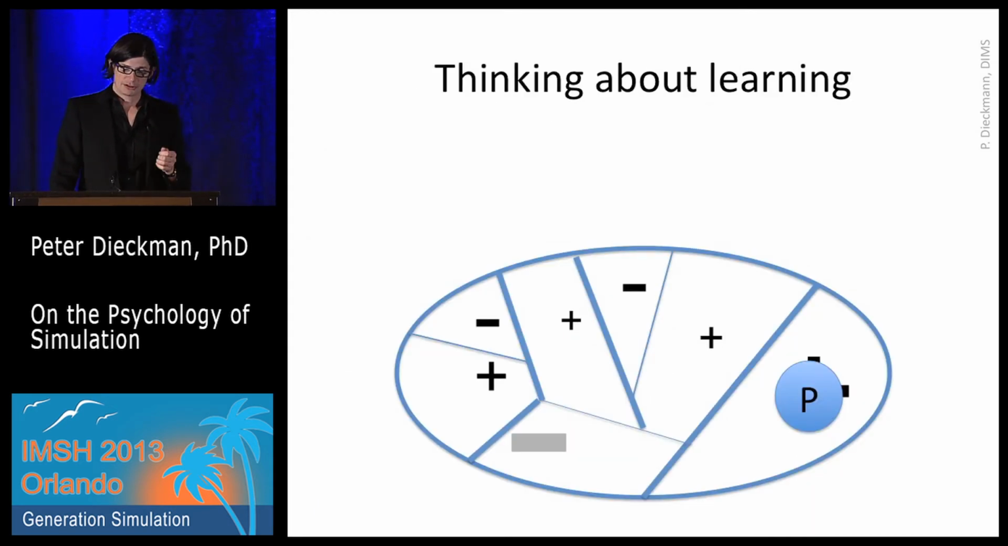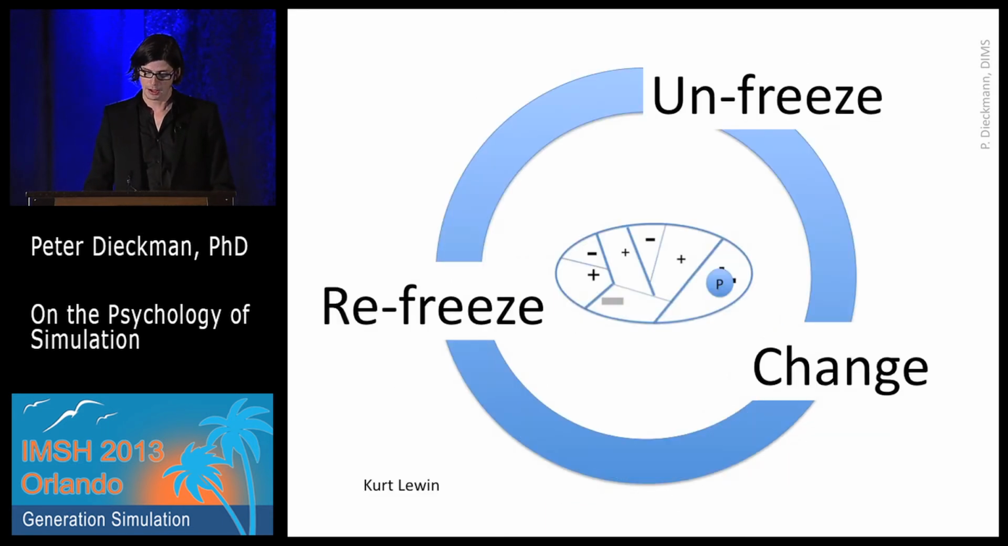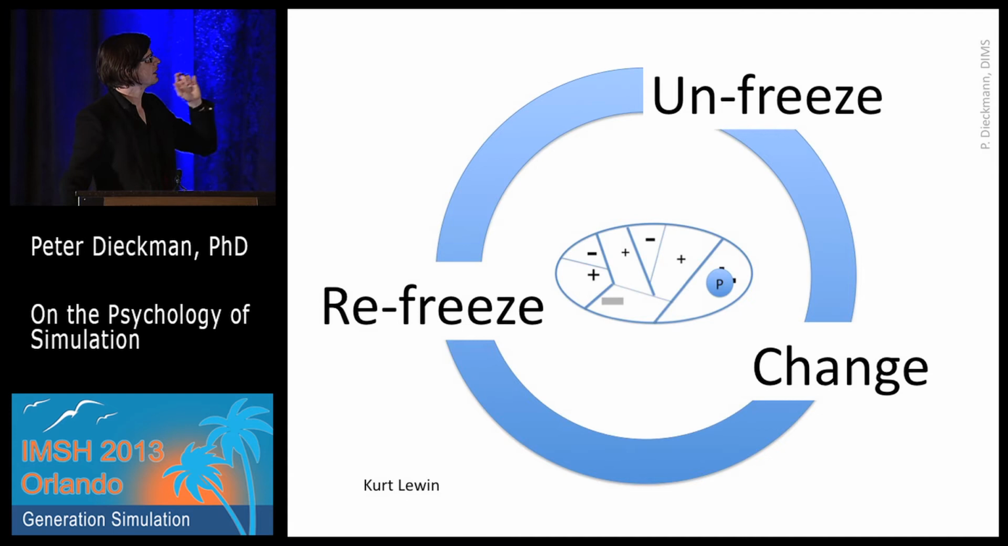I would like to think about learning a little bit. That's also something that Lewin has looked into quite a bit. What does learning mean within this model here? Many of you might also be familiar with Kolb's learning cycle, which is actually based on Lewin's cycle here. He has three stages in this: unfreeze, change, and refreeze.